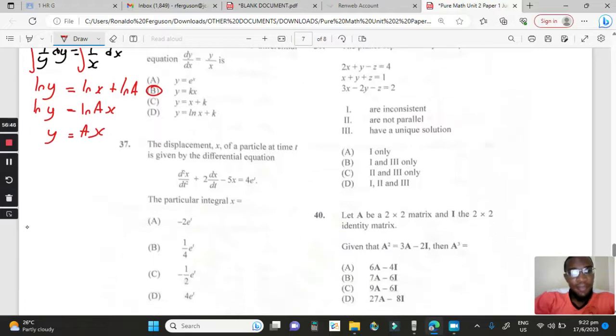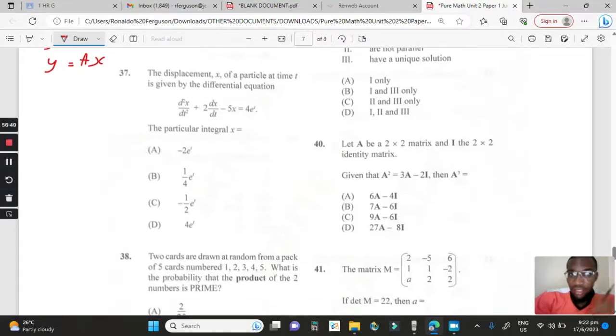Easy. Number 37, the displacement x of a particle at time t is given by this differential equation. They want us to find the particular integral. Now, the particular integral yp is going to take this form. It's going to take the form of constant times e to the t. So therefore, yp prime, we differentiate this, we still get ke to the t. And we differentiate it again, we get ke to the t.